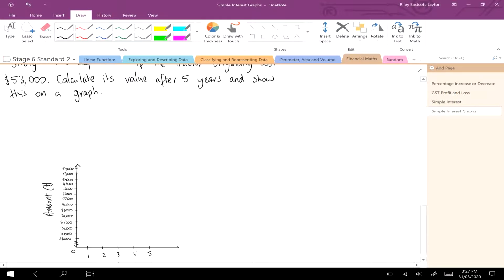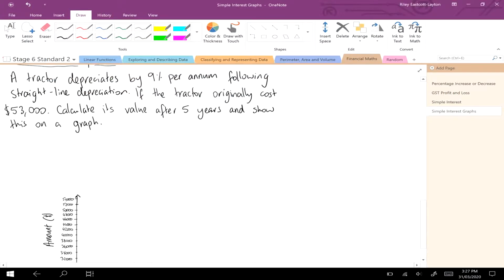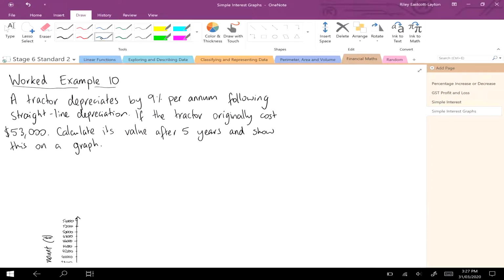So I've prepared my graph here. But first thing we're going to do is outline all of our information. So our initial amount, or our initial value, which I guess is kind of like our P, is equal to $53,000. Our R is 9%, which is 0.09. And our T is 5 years.